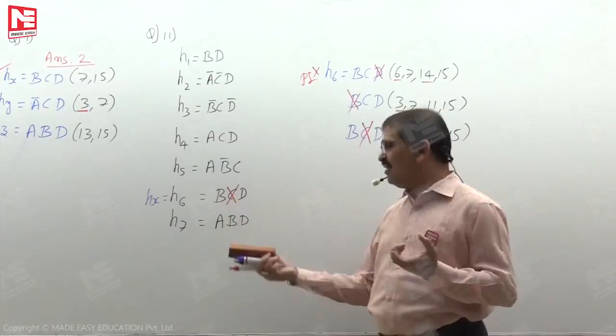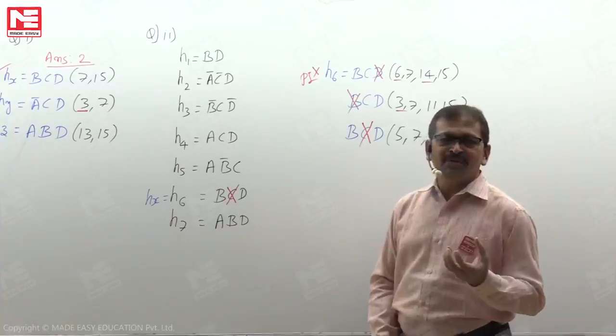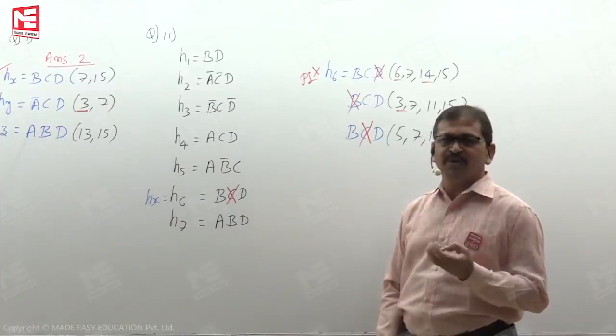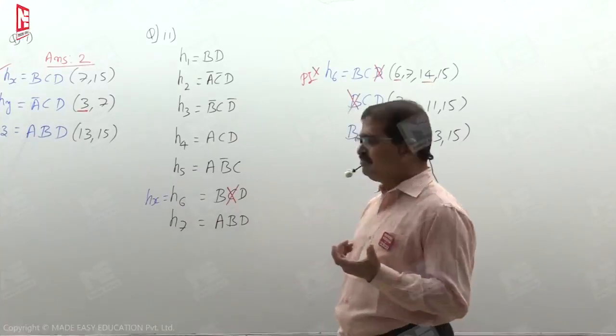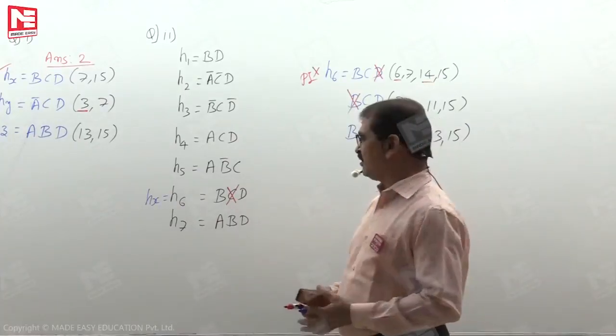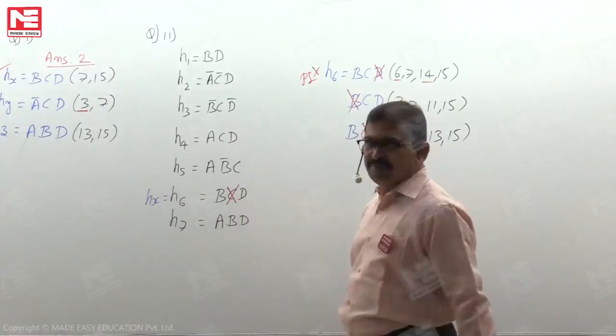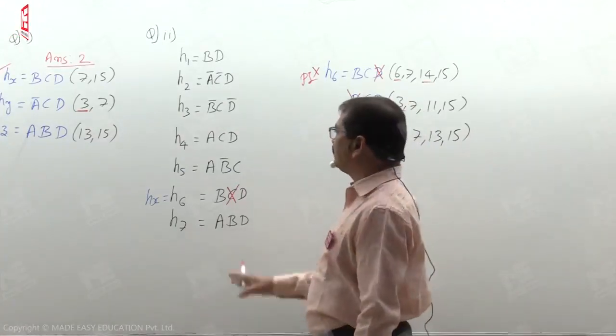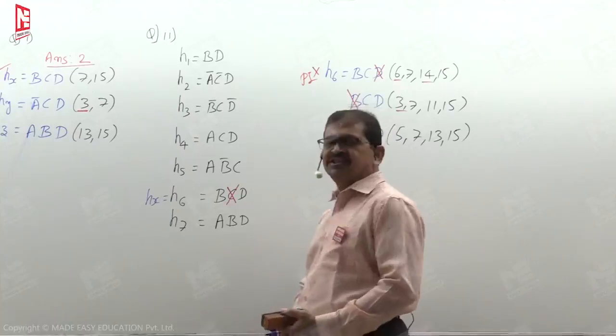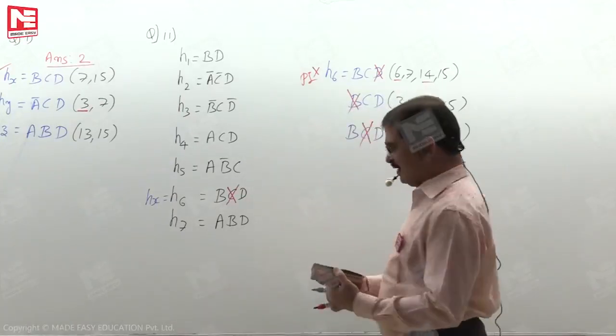The reason is we are able to remove C. Once we are able to remove C, it is not a smallest possible product term. Hence, the product S6 is not a prime implicant. Similarly, let me check whether H4 is a prime implicant or not.